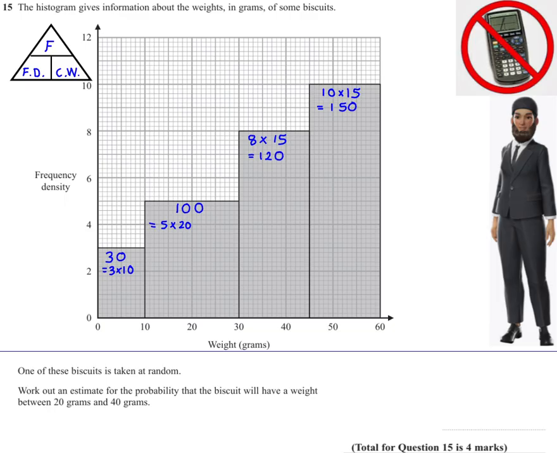Now we need to focus our efforts over here between 20 grams and 40 grams. So 20 grams, let's focus over here, and 40 grams. So all of this between here and here. What we need over here, let's quickly work this one out: we actually need half of this. We need half of 100, so therefore that's going to give us 50, because this 20 is the midpoint of 30 and 10.